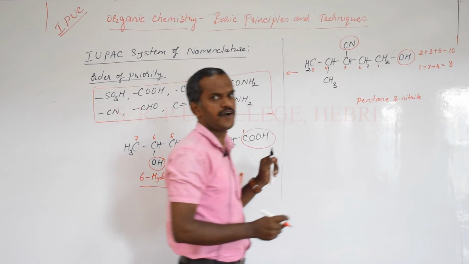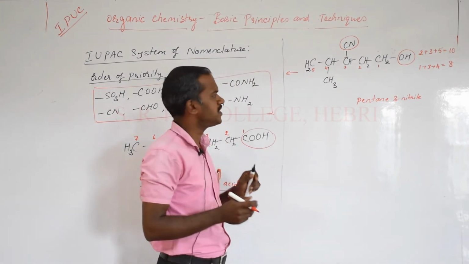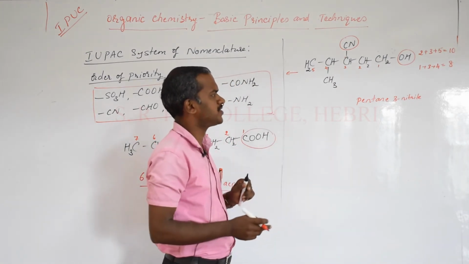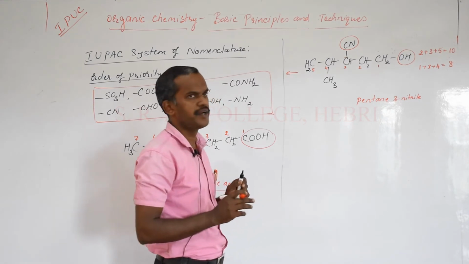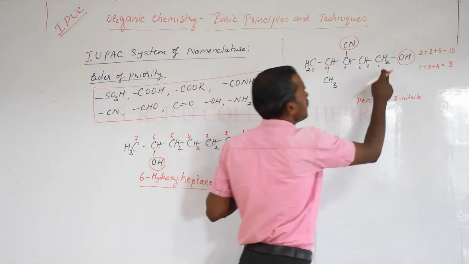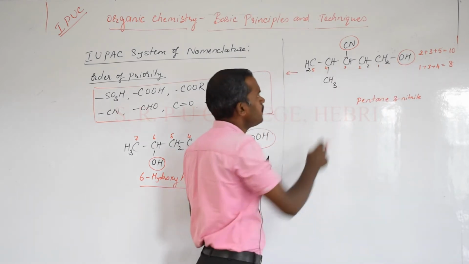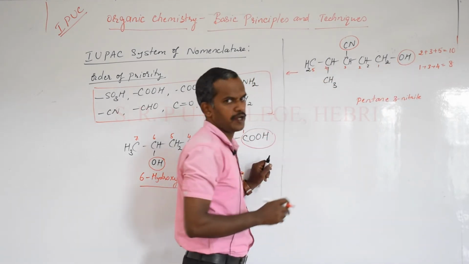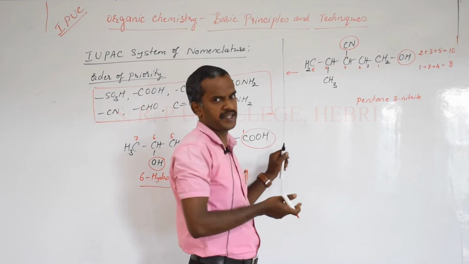Nitrile is a functional group for cyanide, CN. The third carbon atom has that, so I said 3-nitrile. Now the important thing is, what are the other substituents? The first carbon atom has an OH group, and the fourth carbon atom has a methyl group. So we have to say hydroxy and methyl.